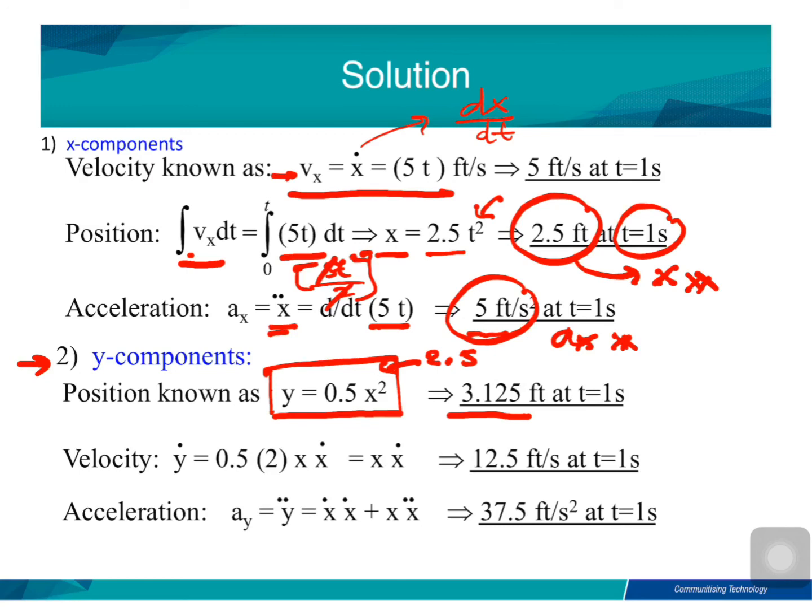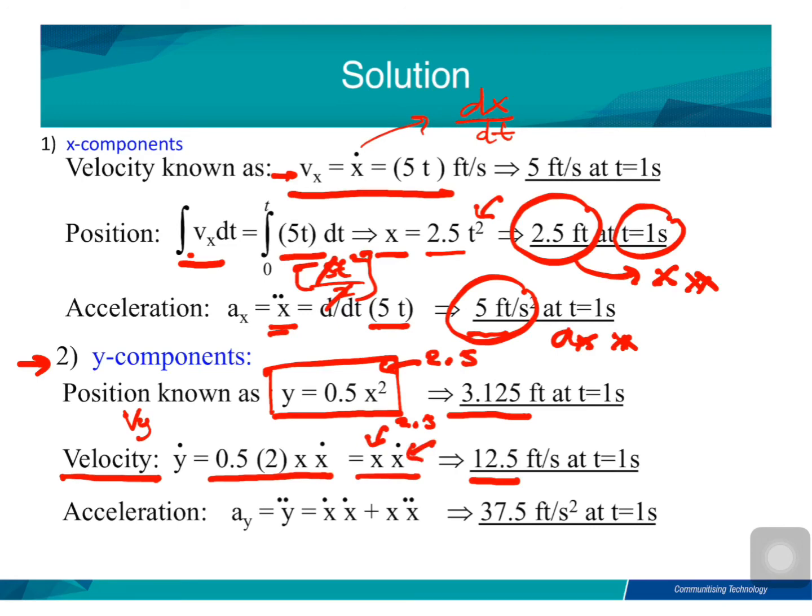Now we can calculate the velocity Vy. We derive this one, 0.5x to the power of 2. First derivation: 0.5 times 2 is 1, so we get x times x dot. Here you can substitute x, which is 2.5, and x dot, which is 5. So you get 12.5. You substitute the values here.